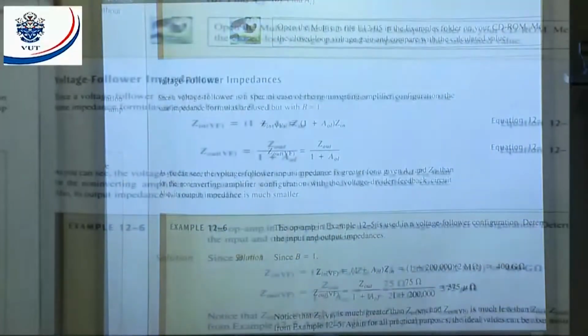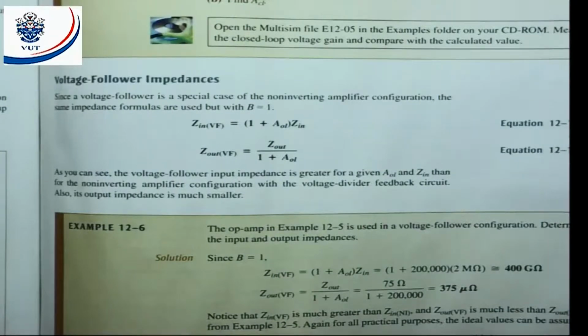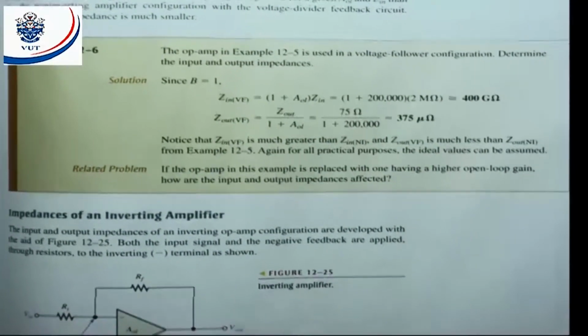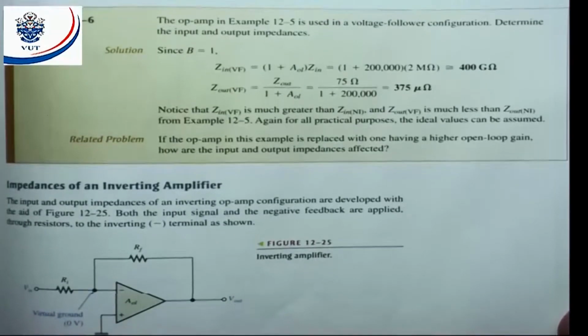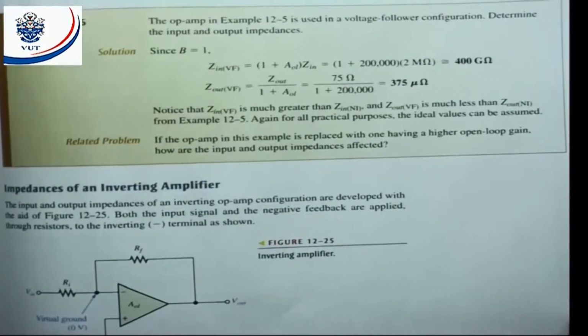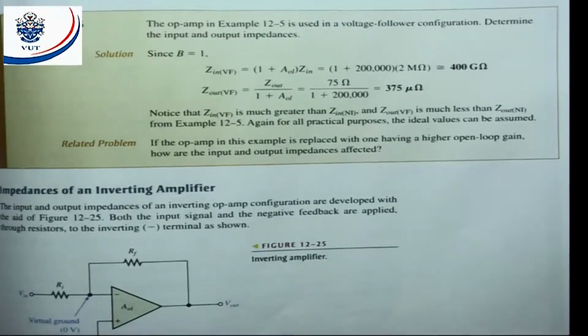Here's the example of a voltage follower. Example 12.6: they say the op-amp in figure 12.5 is used as a voltage follower configuration. Determine the input and output impedances. All right. Now, the same device is used. Now you can see what happens.